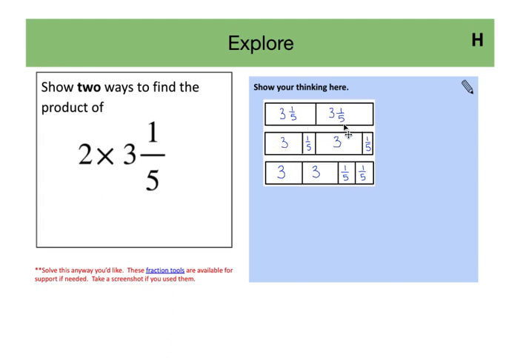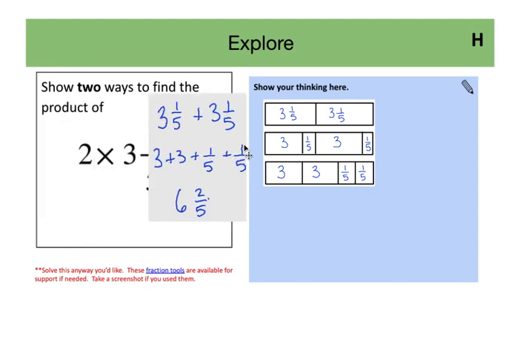I see you started off with 2 groups of 3 and 1/5, and I see that you expanded the mixed number into 3 and 1/5, and the same for the second one, 3 and 1/5. And I see you did something interesting here. You combined the whole numbers, and then you combined the fractions. Interesting. That worked nicely.